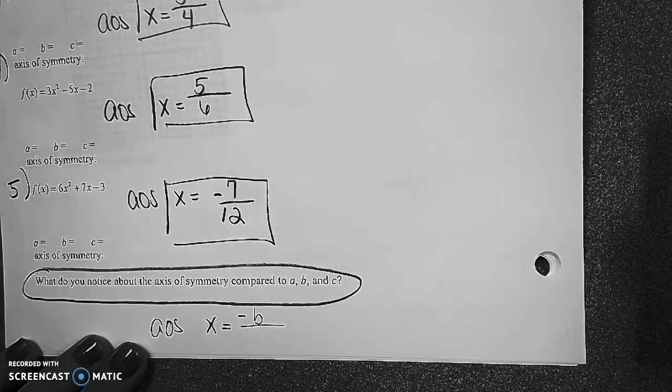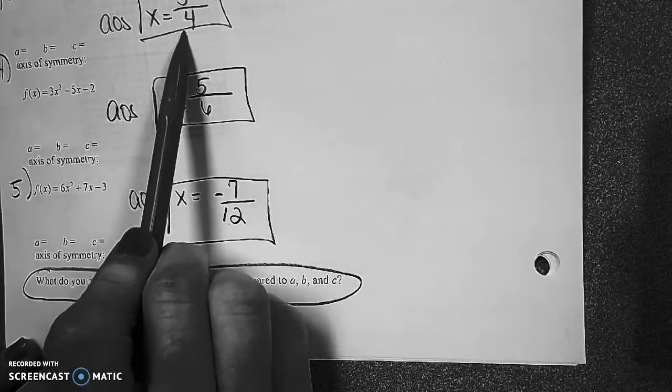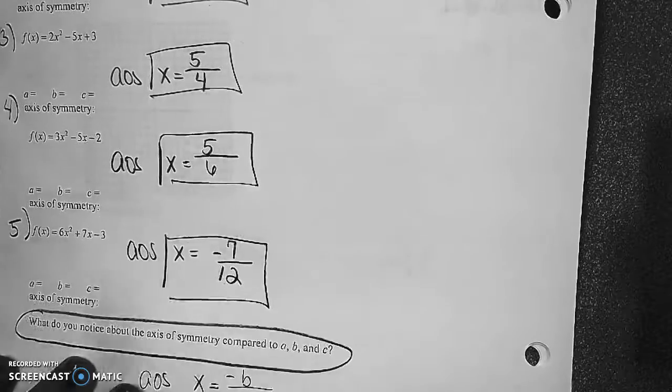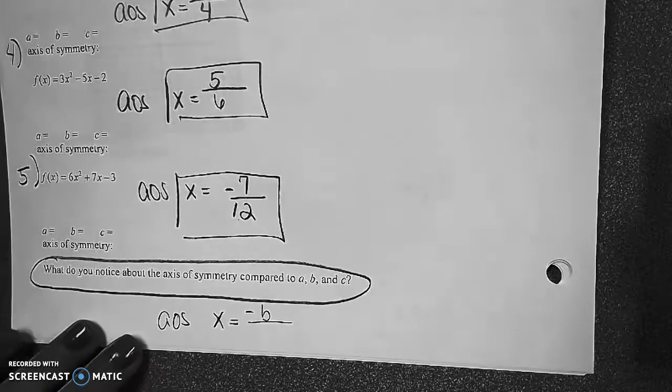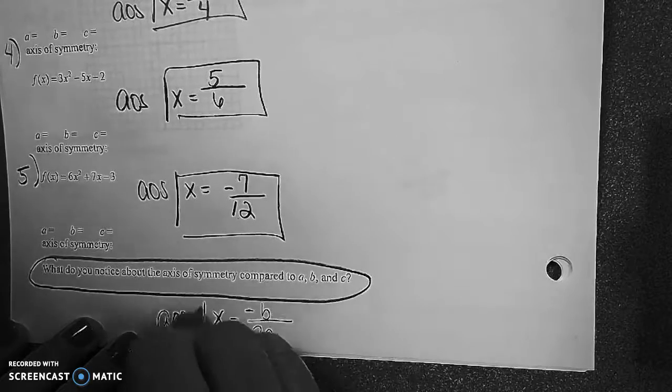and have it be divided by, and again, let's look at our denominators. We've got 12, 6, 4, 2. Think about how those relate to A, B, and C. It's actually over 2A.